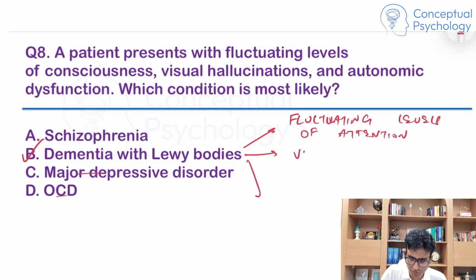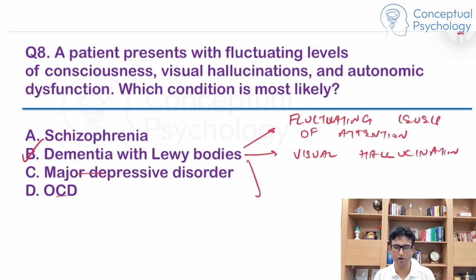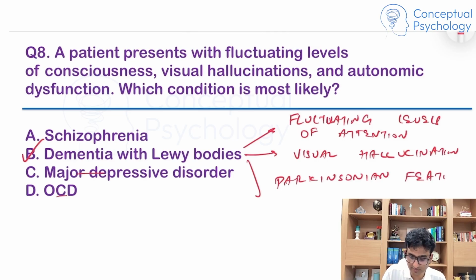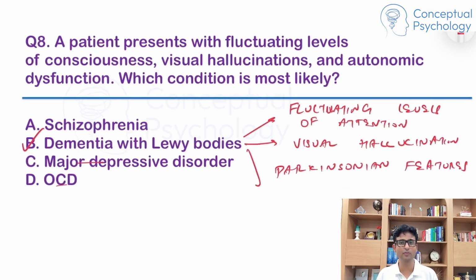The second one is visual hallucinations. And the third symptom of the triad is not autonomic dysfunction, it is Parkinsonian features. Symptoms suggestive of or similar to Parkinsonism. What are the symptoms similar to Parkinsonism? We have tremors, we have rigidity. These are the symptoms which form the third symptom of the triad.